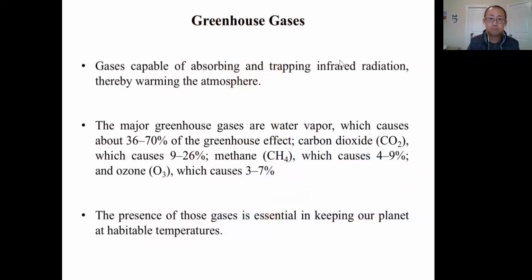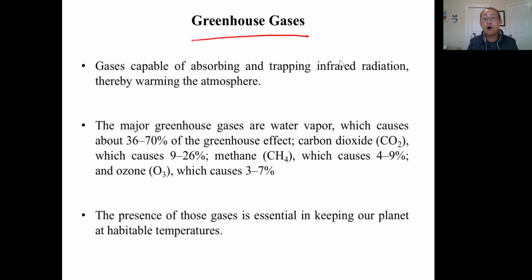Okay, we know the atmosphere is composed of what? Composed of gas, air. So there are some components in the air that serve as heat trapping gases. And we call those gases greenhouse gases. What are greenhouse gases? Greenhouse gases are gases capable of absorbing and trapping infrared radiation, thereby warming the atmosphere.